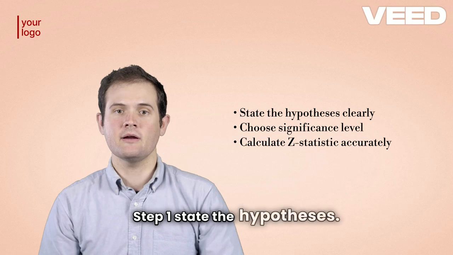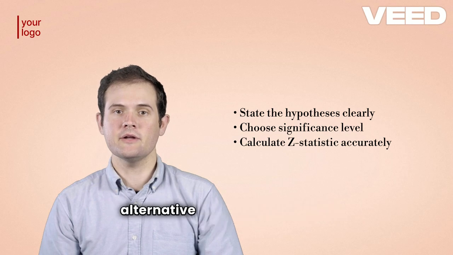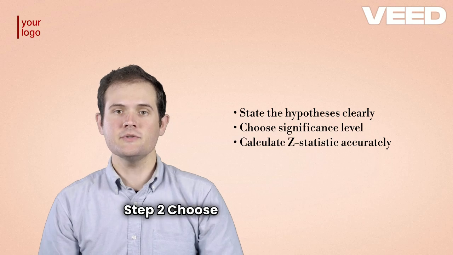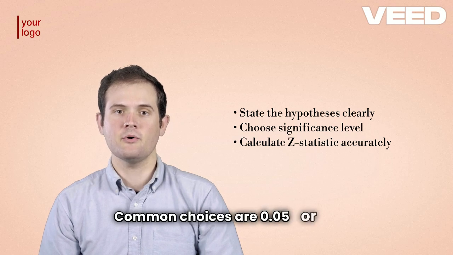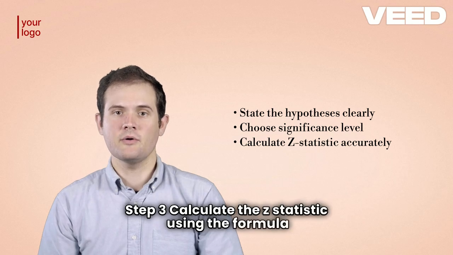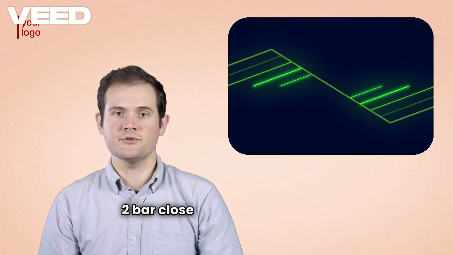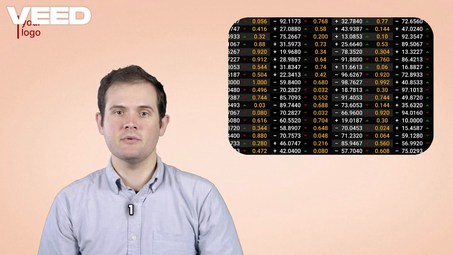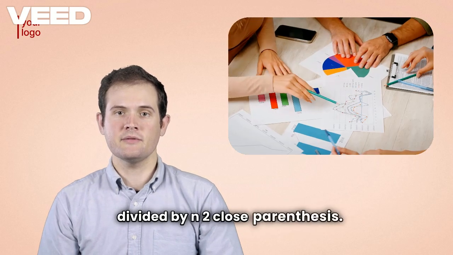Step 1. State the hypotheses. The null hypothesis is mu1 equals mu2, and the alternative hypothesis is based on the research problem. Step 2. Choose the significance level, denoted as alpha. Common choices are 0.05 or 0.01. Step 3. Calculate the Z-statistic using the formula. Z equals open parenthesis, x1 bar minus x2 bar, close parenthesis divided by the square root of open parenthesis sigma 1 square divided by n1 close parenthesis plus open parenthesis sigma 2 square divided by n2 close parenthesis.